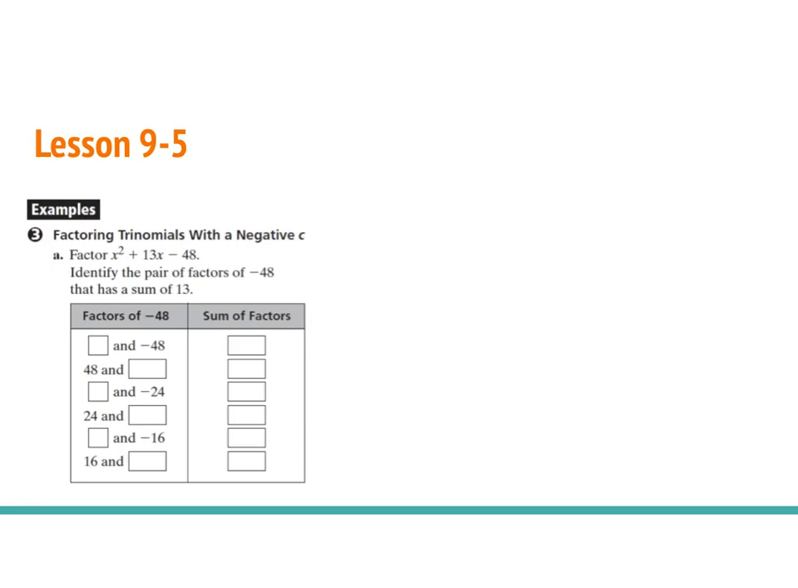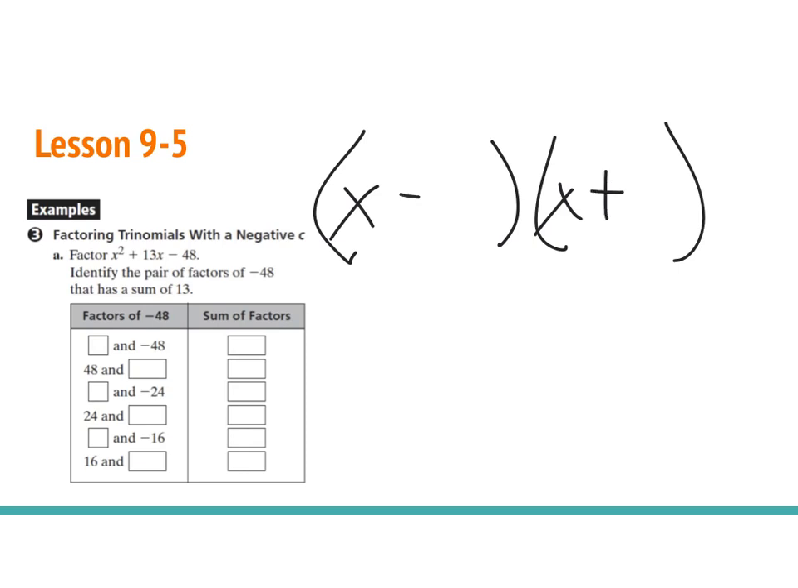Here's another one. And now, if you think about it, that third term is negative. So that means one term has to be positive, one term has to be negative. You can go through all of your factors, or you can start, and I always like to start with my two binomials, and I put my x's in since that's x squared for our first term, no doubt. And now one's going to be minus and one's going to be plus. So numbers that multiply together that give us 48 and have a difference of 13.